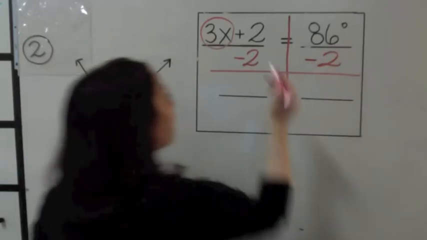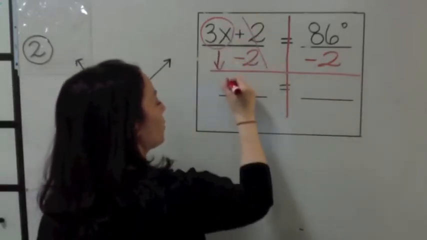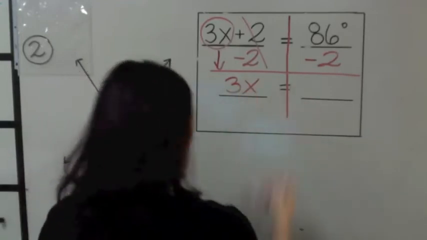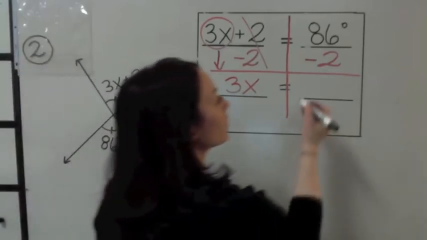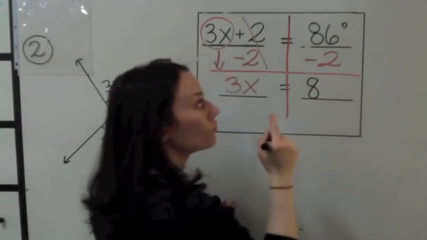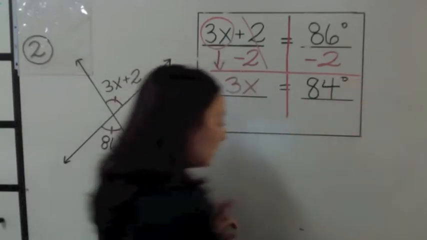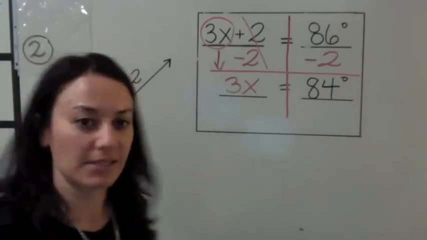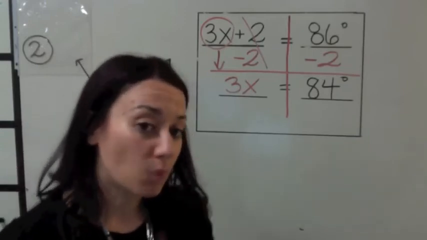All right. A positive 2 and a negative 2 make 0. Bring down the 3x. What does 3x equal? 3x equals 86 minus 2. What's 86 minus 2? It's what? 84. Very good. 84 degrees. Now let me ask you, are you done? Do you have x by itself? No. So you have to do one more step.